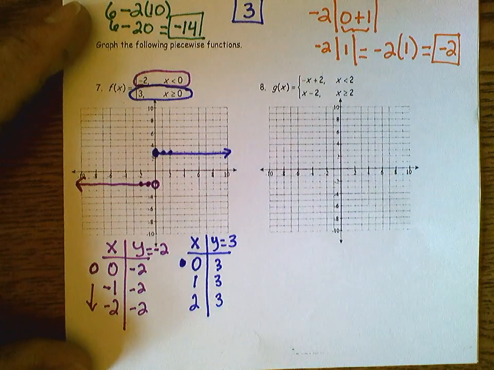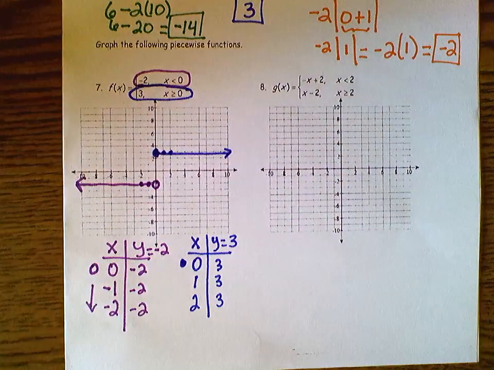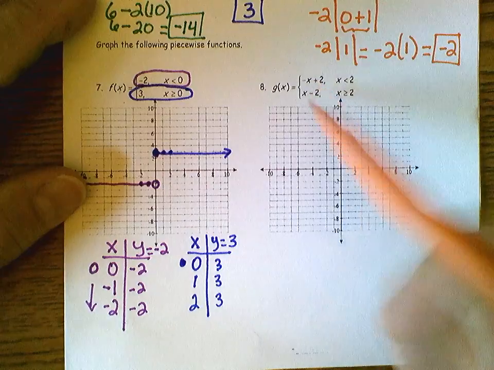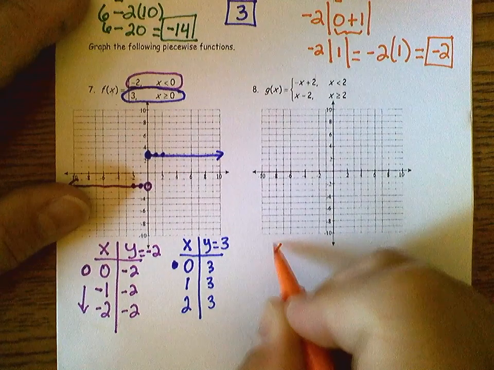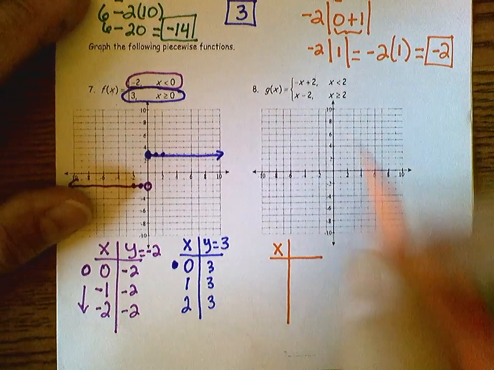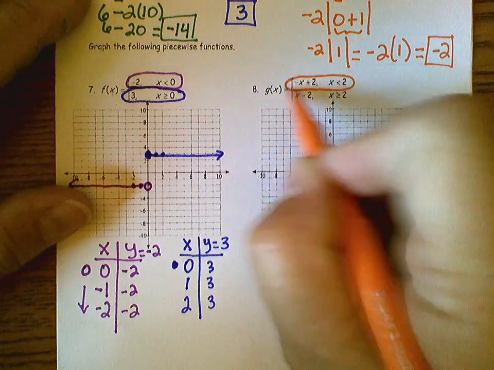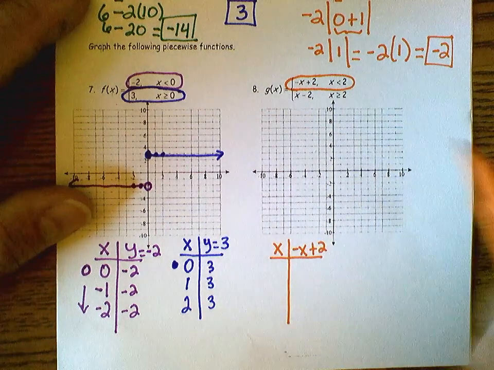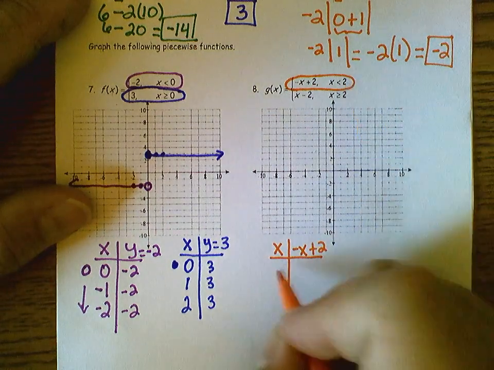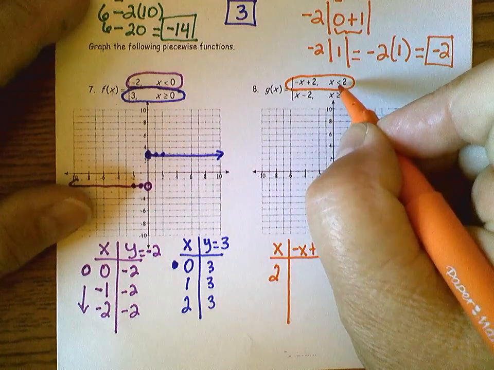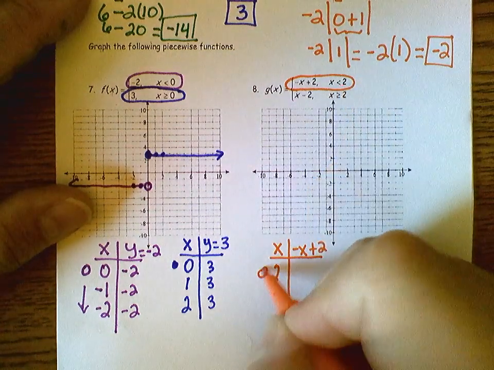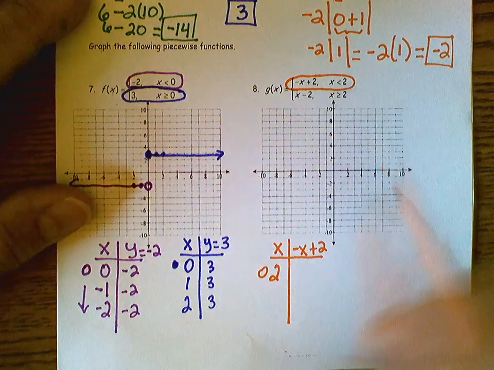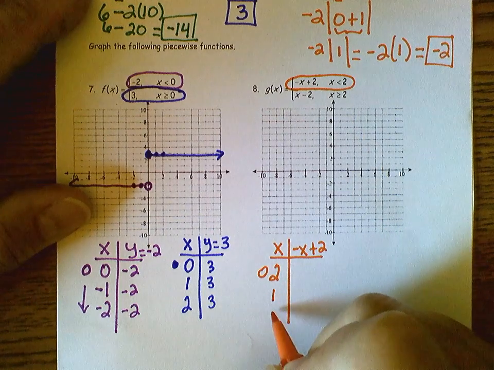All right, let's look at one that is not a constant function. These, hopefully you recognize as two linear functions. So I'll start my tables here. I'll start with this one, -x plus 2. And I start with 2. There's going to be an open circle at 2 because it's less than, not less than or equal to. And then I pick some numbers less than 2. I have 1 and I have 0.